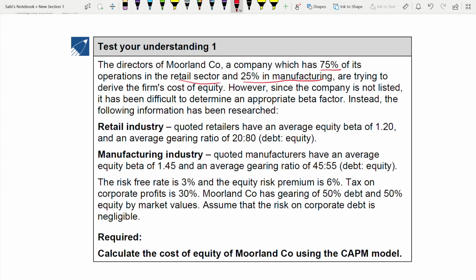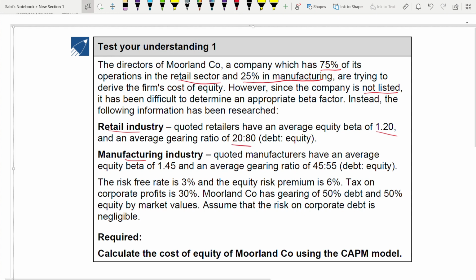But if it's in two different sectors, you need to do two separate cost of equity, asset beta and equity beta calculations. So they are trying to derive the firm's cost of equity. However, since the company is not listed, it has been difficult to determine an appropriate beta factor. Instead, the following information has been researched. So they have given information for the retail as well as the manufacturing industry. Retail industry says quoted retailers have an average equity beta of 1.2. They have also given you the gearing ratio 20-80. 20 is debt, 80 is equity.